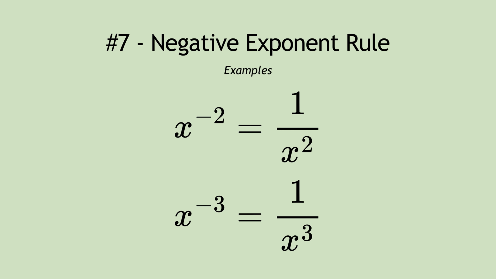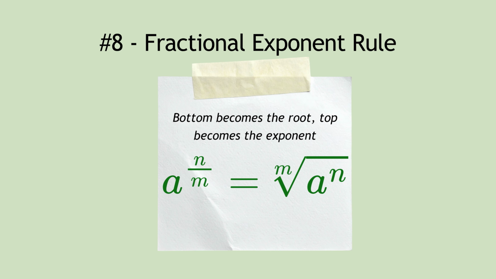Last but not least, the fractional exponent rule. Whenever you have a fraction as an exponent, your answer is going to be written in root form. The bottom becomes the root and the top becomes the exponent. a to the power of n over m equals the mth root of a to the power of n. Let's look at some examples.